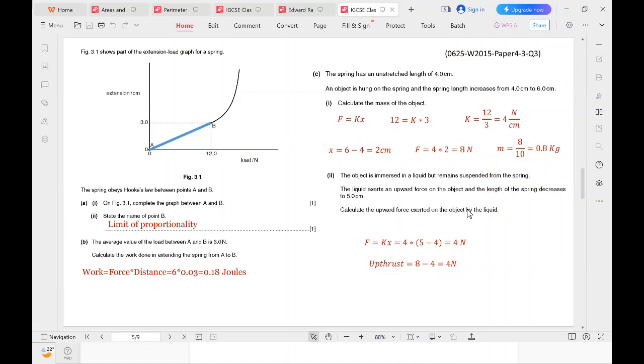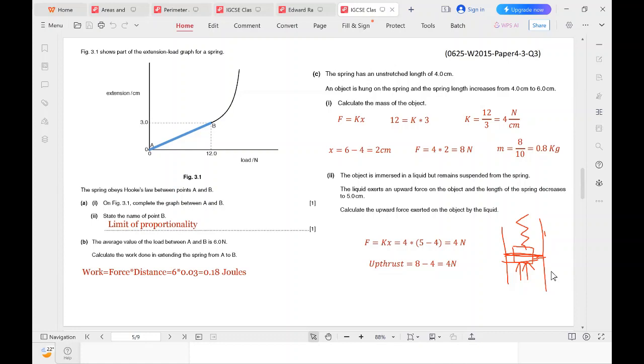The object is immersed in a liquid but remains suspended from the spring. The liquid exerts an upward force on the object and the length of the spring decreases to 5. Calculate the upward force exerted on the object by the liquid. In this case, the object is between two things: it's held by the spring and it's in a liquid. Because of the liquid, there is a force pushing up. At the same time, there is the force by the spring. And these forces are equal to each other. So we want the upward force exerted on the object by the liquid.